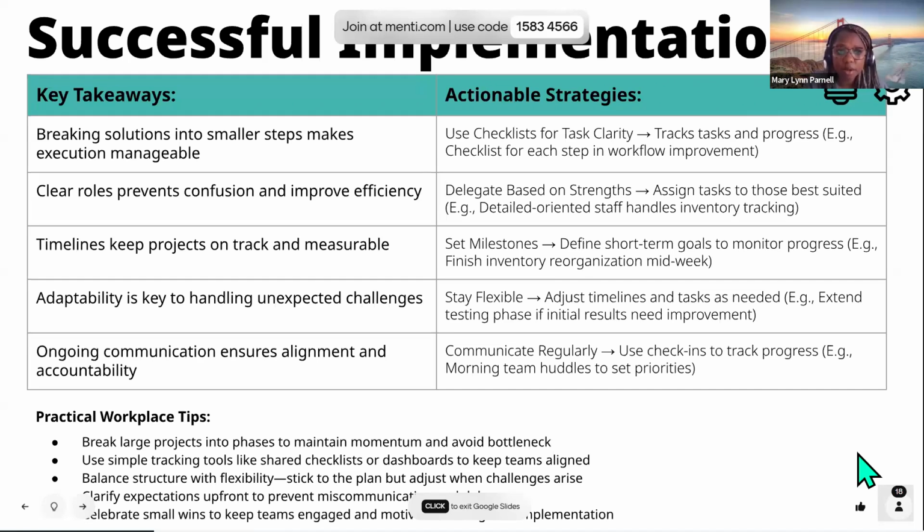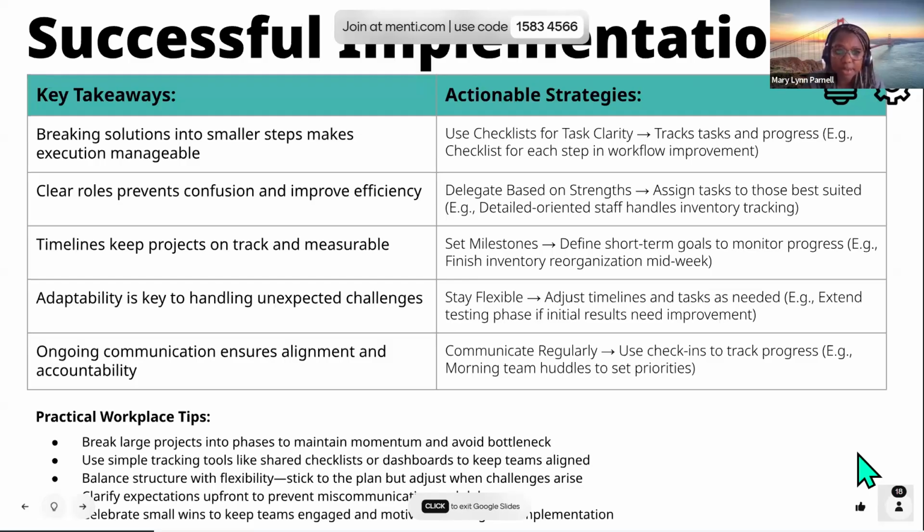Timelines keep projects on track and measurable. And how do we do measurable? Measurable is going to be important. Setting milestones, defining short-term goals, monitoring our progress. For example, if we're going to finish inventory reorganization midweek, what are the steps to get us to that milestone to make sure that we finish that inventory reorganization? So not setting goals just out there, but actually setting milestones to get to that goal and then measuring against it.